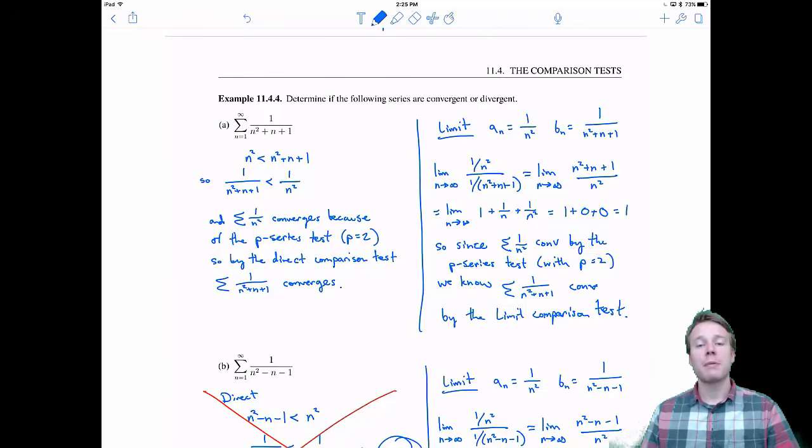All right, and I think that's probably a good place for us to take a break and stretch our legs here. My favorite thing about the comparison test is that you don't have a lot of hypotheses. We don't need a continuous function. We don't need a decreasing one. All we need is just positive terms. If you have that, you can apply the comparison test.